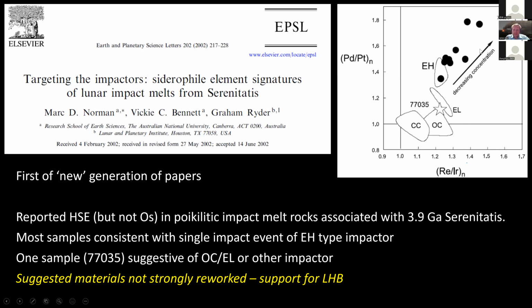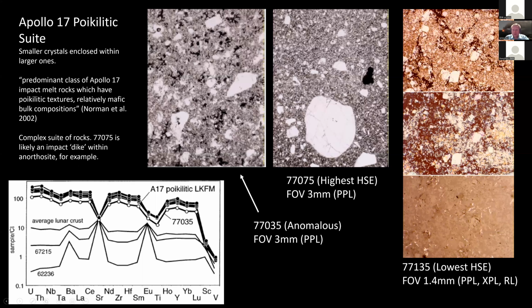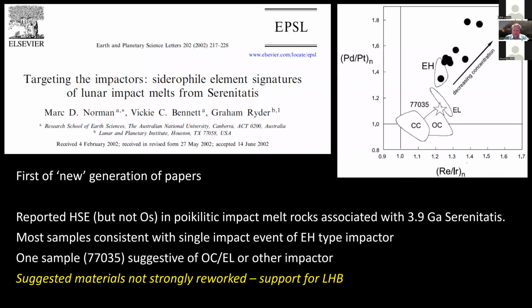They associated these melts with the 3.9 billion year Serenitatis impact event, with which the Apollo 17 site is closely associated. And they showed that most of their samples, in space like this, platinum, palladium versus rhenium, iridium, normalized to chondrite, so chondrite would be here, this is CI chondrite right here, showed compositions that were closely affiliated to high iron enstatite-like chondrites, EH chondrites. They had one stray sample in their suite that didn't look like that. It looked like it might have come from an ordinary chondrite or from a low iron type enstatite body.